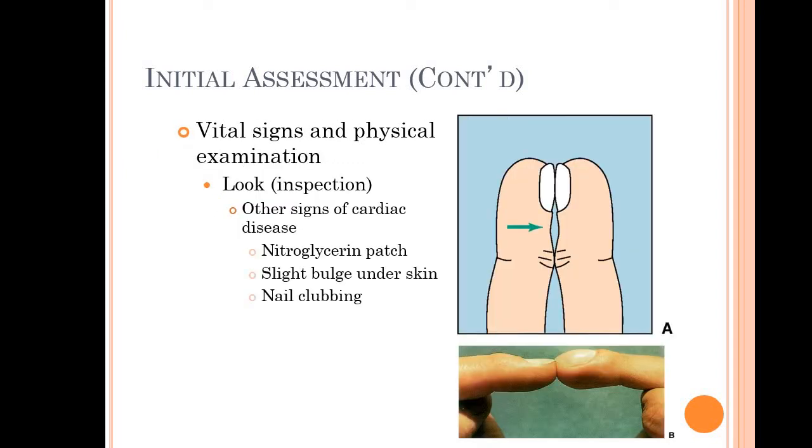We've actually talked about nail clubbing in the last class period here. Here's another picture of it. You also need to watch out for things like nitro patches, which people do have. And then the bulge under the skin, which would be a pacemaker, so they do have a cardiac history.